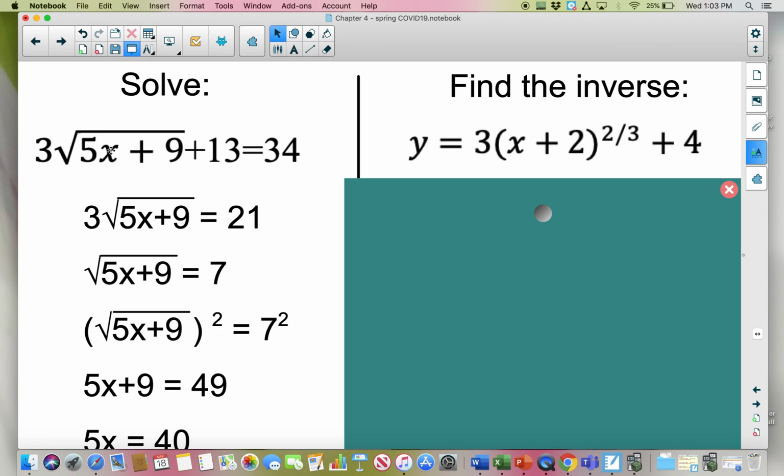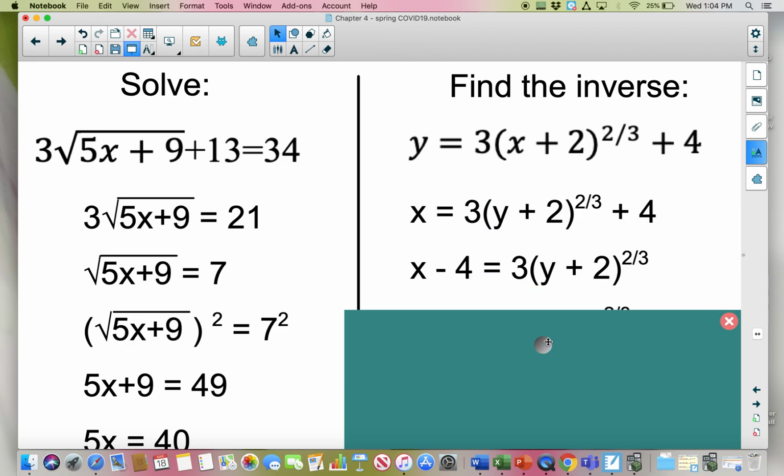If you go back up, I'll just verbally check it. If you plug 8 back in, 5 times 8 is 40, plus 9 is 49, square root of 49 is 7, times 3 is 21, plus 13, check, is 34. All right, and then finding the inverse, switch x and y, and then you can subtract 4 over to the other side. Then you can divide this 3 out, and just like the radical, you can't distribute a 3 through to a rational exponent quantity. So divide the 3 over.